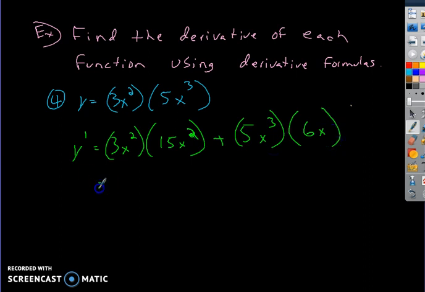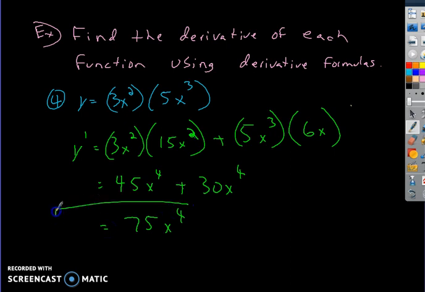So this would give you a product of 45x to the fourth, plus this is 30x to the fourth. You technically add those, and you add that up to be 75x to the fourth. So y prime, or the derivative of that function, is 75x to the fourth.